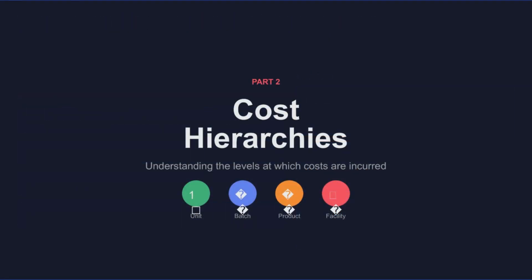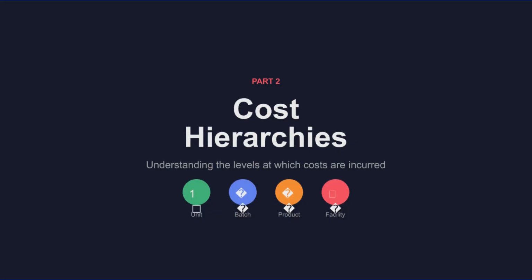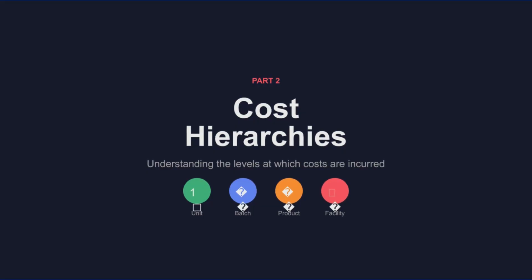Cost hierarchies reveal how costs accumulate at different levels. This slide introduces unit, batch, product, and facility costs, each represented by distinct colored circles. Understanding these levels enables better cost allocation decisions and improves managerial insights into operational efficiency, driving smarter business strategies overall.